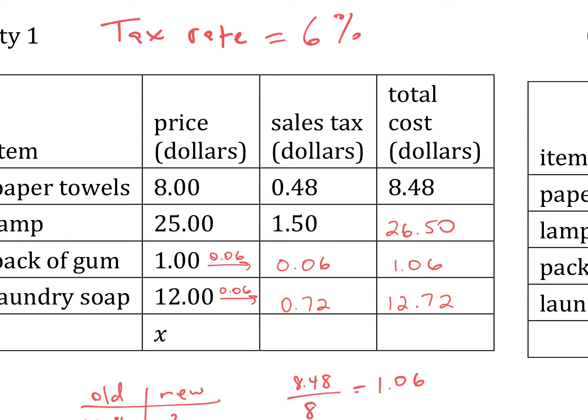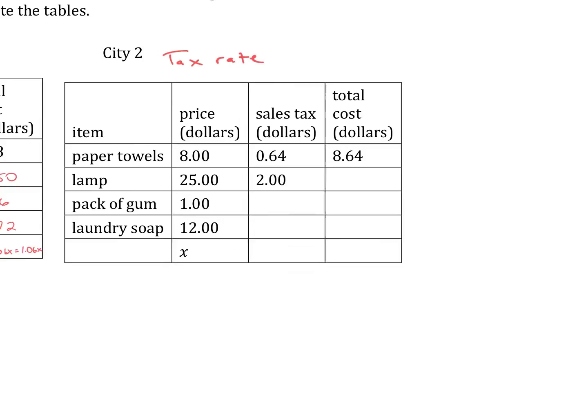Now, for any given price, I know I'm going to be multiplying by 0.06. So that's 0.06 times x. And then the total cost is just adding x to that, right? So that idea of 1x plus 0.06x can be simplified to 1.06 times x.